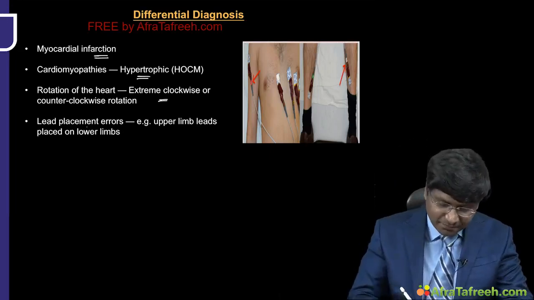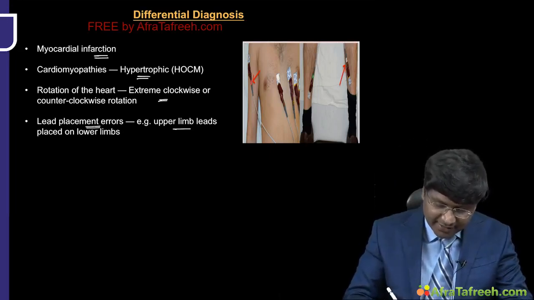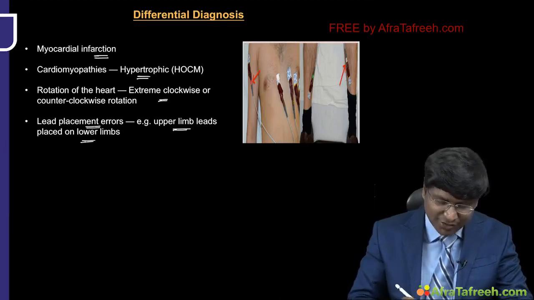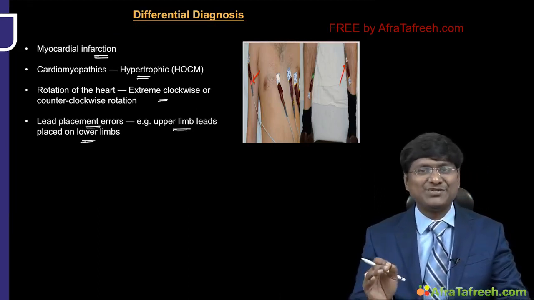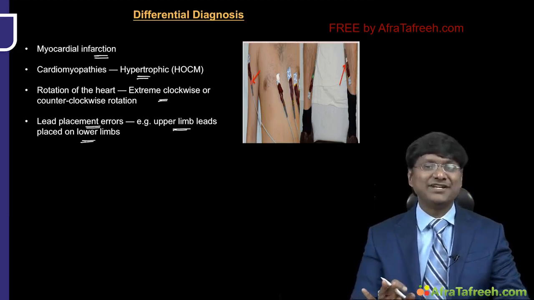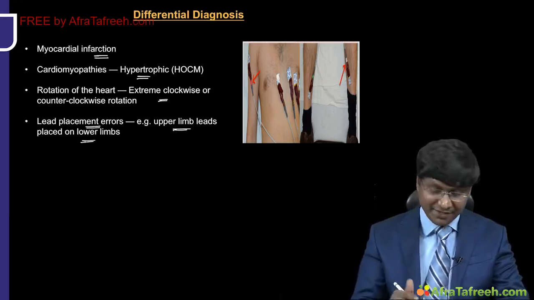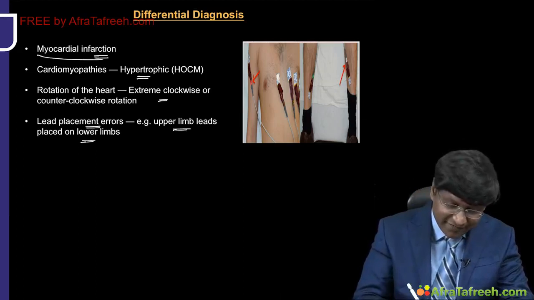Number 4, lead placement error, where the upper limb leads are placed on the lower limbs and the lower limb leads are placed on the upper limbs. So these are the differential diagnoses for the pathological Q wave. Now you take myocardial infarction.